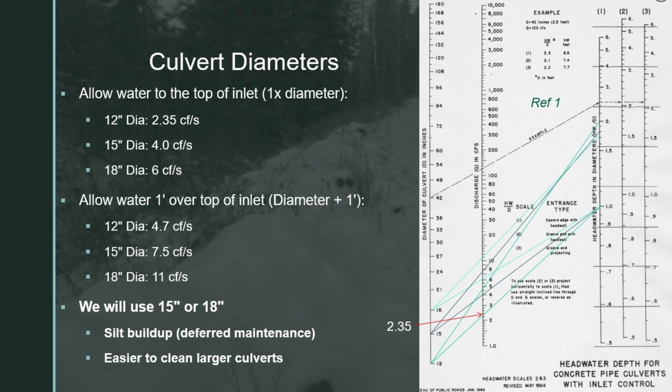Now we want to find out a little bit about culverts. This chart might look a little crazy. It's called a nomogram. And the way they work is you pick two of the three numbers and draw a line between them.